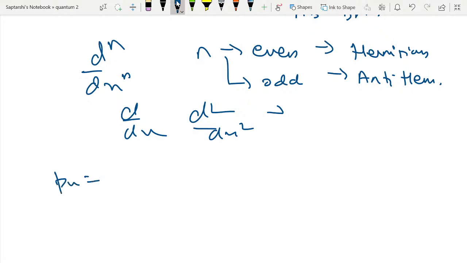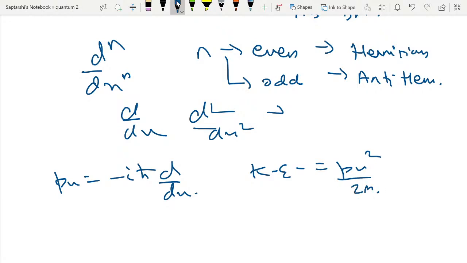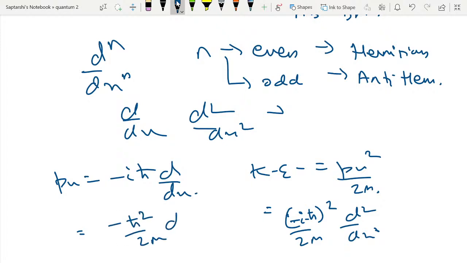So you know px is what? Minus iħ d/dx. Okay, and you know kinetic energy. Kinetic energy is what? px squared by 2m. So kinetic energy is actually equal to (minus iħ) whole squared d squared/dx squared by 2m. So this will be minus i squared, which is minus 1. So this will be minus ħ squared by 2m d squared/dx squared. Yeah, that's kinetic energy.